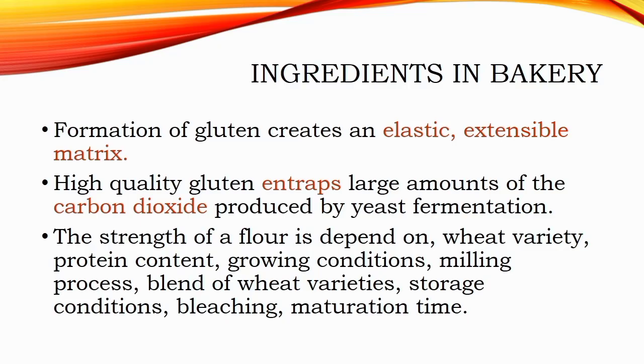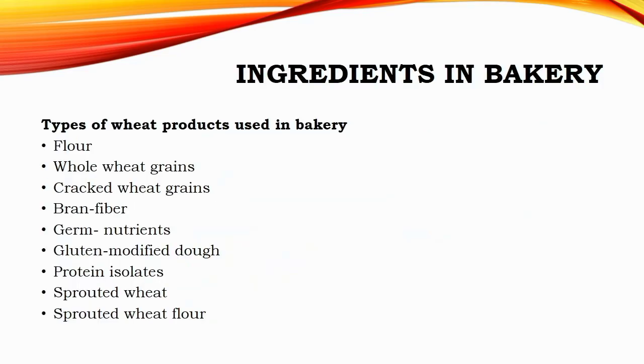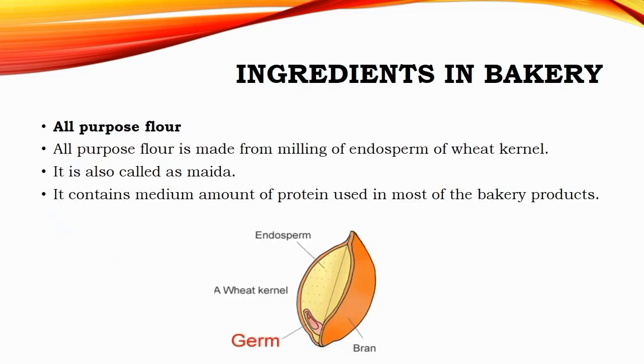High-quality gluten entraps large amounts of the carbon dioxide produced by yeast fermentation. The strength of a flour depends on wheat variety, protein content, growing conditions, milling process, blend of wheat varieties, storage conditions, bleaching, and maturation time. Types of wheat products used in bakery: flour, whole wheat grains, cracked wheat grains, bran fiber, germ nutrients, gluten-modified dough, protein isolates, sprouted wheat flour, all-purpose flour.